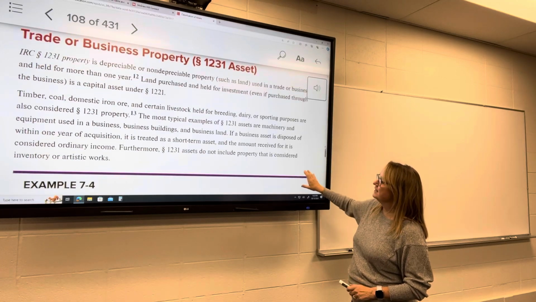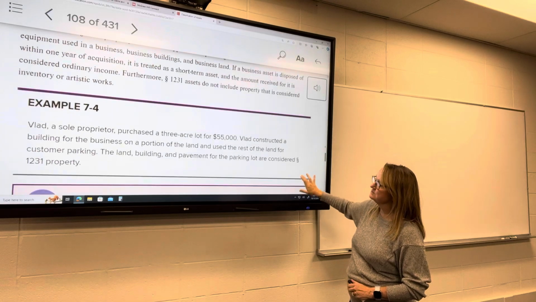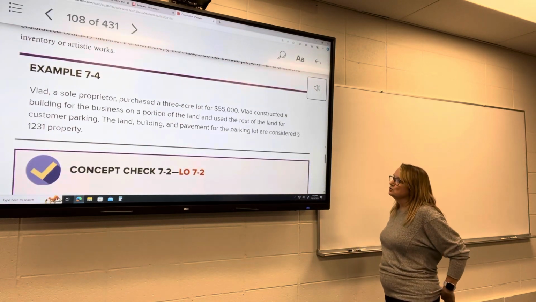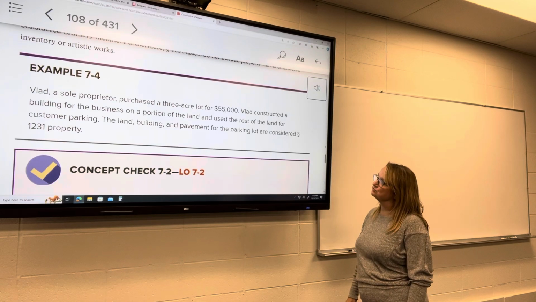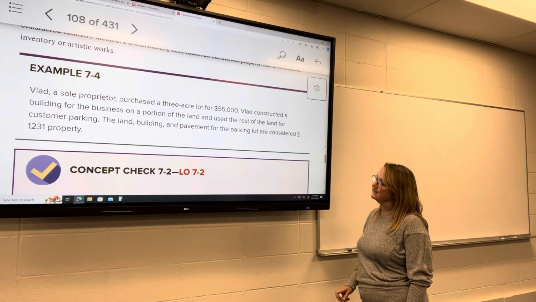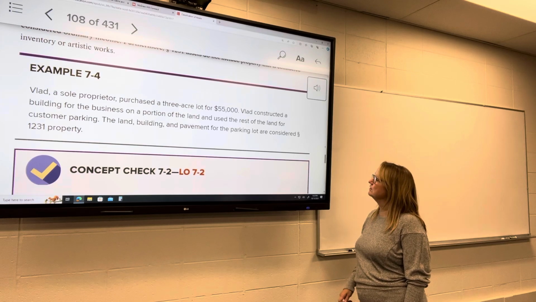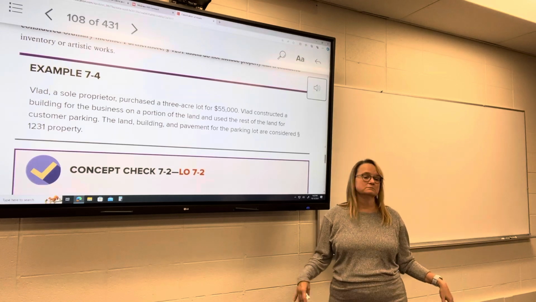So 1231 assets do not include property that is considered inventory or artistic work. So here we've got Vlad, a sole proprietor, who purchased a 3-acre lot for $55,000. He constructed a building for the business on a portion of the land, and used the rest of the land for customer parking. The land, building, and pavement are considered 1231 property, as long as he held them for more than 1 year. Right.